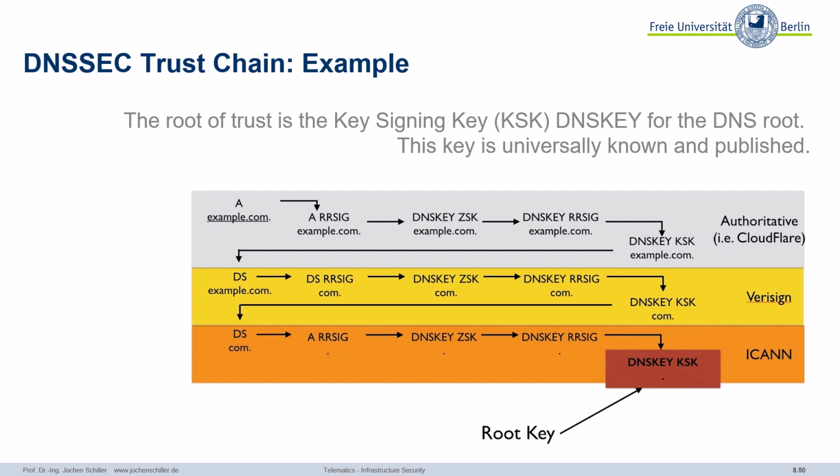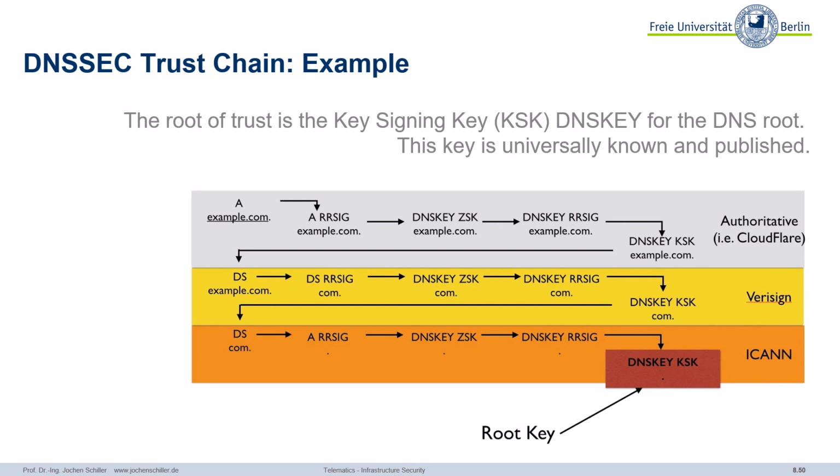Here, a bit more concrete example. The root of trust, as I said, is the key signing key for the DNS root, and you have to know this. This is the initial trust you have to have. That's true for all of these. There are also certificates for email signing, for encrypted online banking, etc. So there must be some root certificates you simply trust.